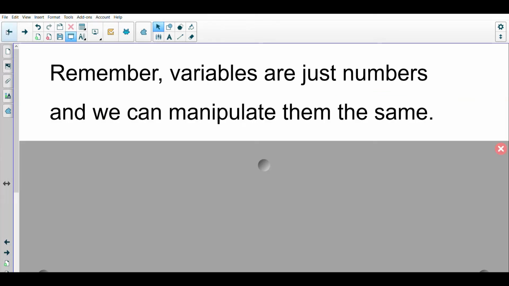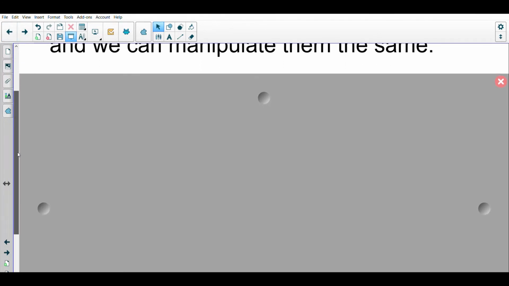Variables are just numbers, and we can manipulate them the same. We can add them to both sides. We can subtract them. We can divide by them. We can multiply them. So we're going to look at some examples of how that works.